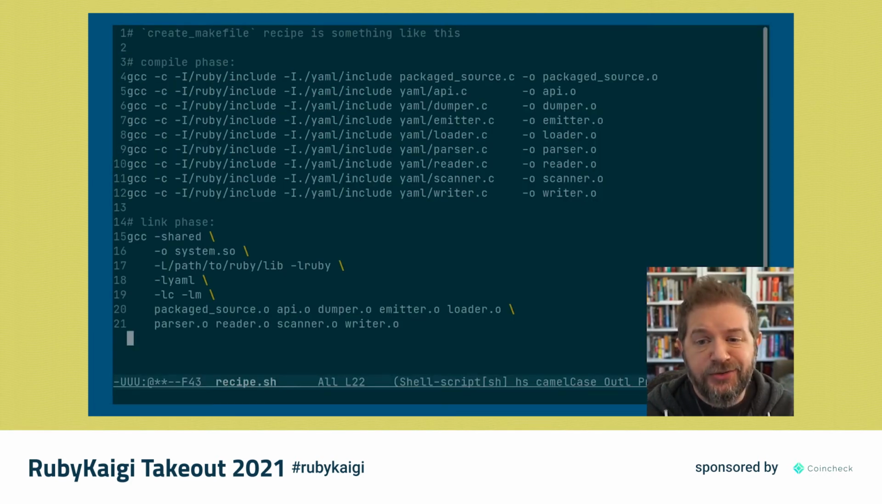Looking at our pseudo recipe, now the compile phase will do something like this. We have an additional -I argument for the YAML include, and each file is listed individually. The link phase is going to be identical to the system gem, except with more object files.